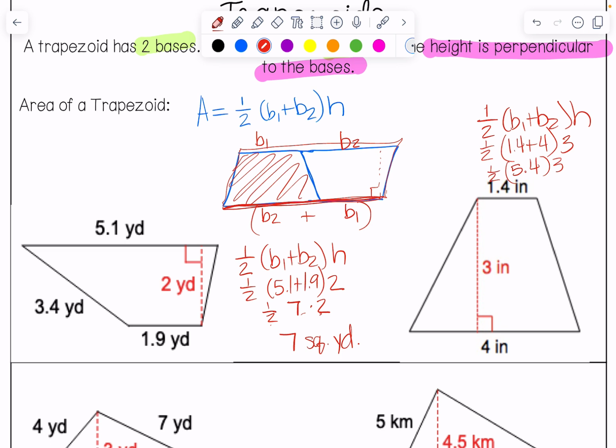And so again, we can multiply in any order. I could do 5.4 times 3 first, and then take half of that answer, or I could actually take half of 5.4, which is going to be 2.7, and multiply that times 3, which would give me 8.1. And so this would be 8.1 square inches.